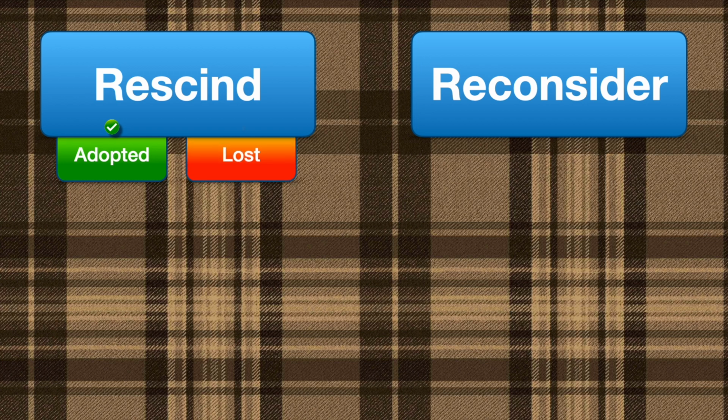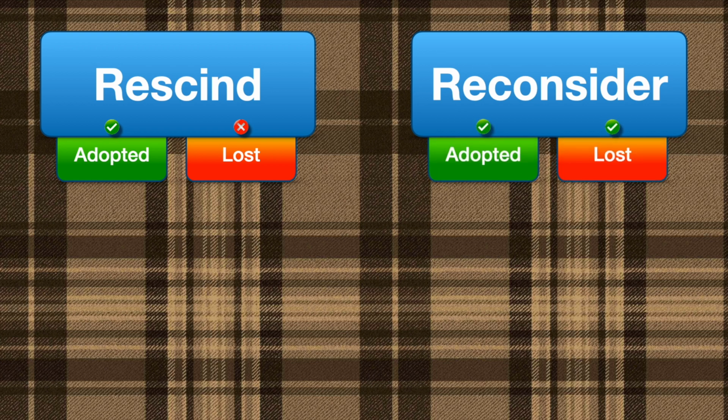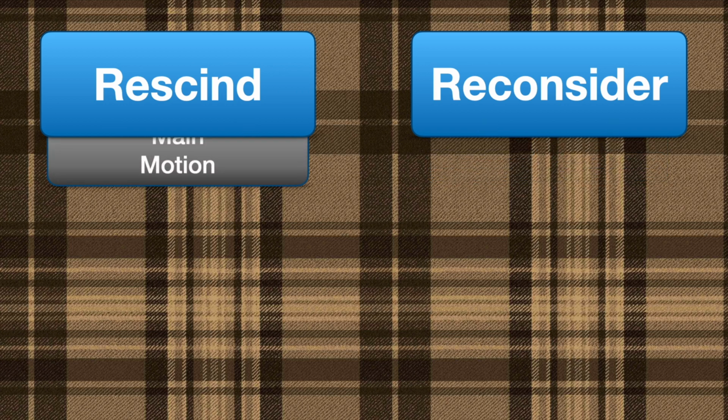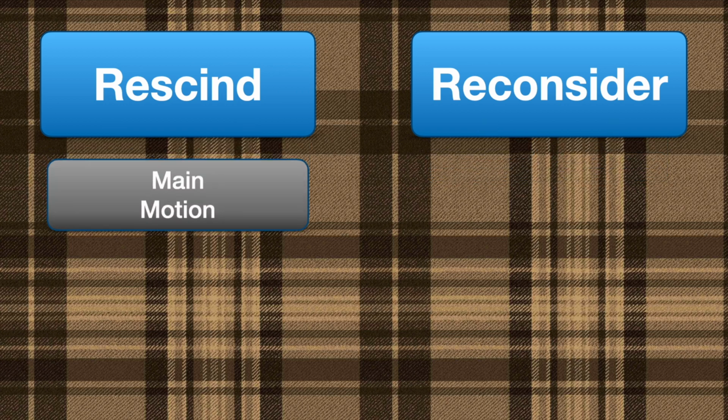Now, I want to bring up the motion rescind at this time, because rescind and reconsider are often confused with one another. They are definitely not the same motion. While there are many subtle differences between them, 2 essential differences stand out. First, rescind can only be applied to a motion that has been adopted. It has no bearing on a motion that was lost, while the motion to reconsider can, in many situations, be applied to a motion that was adopted or to a motion that was lost. Second, the motion to rescind can only be applied to an adopted main motion.